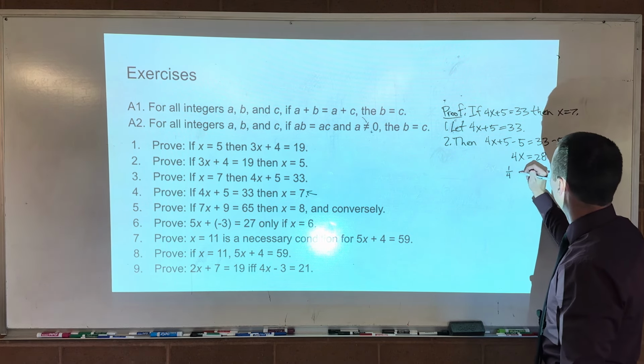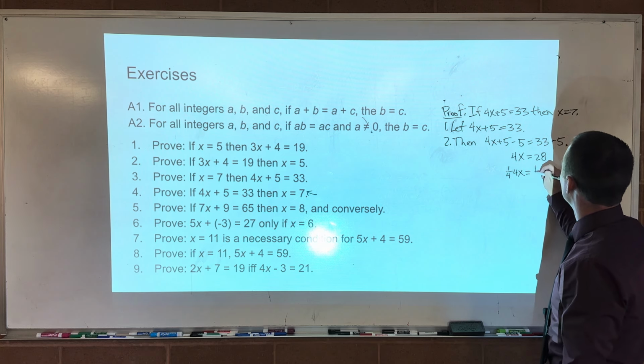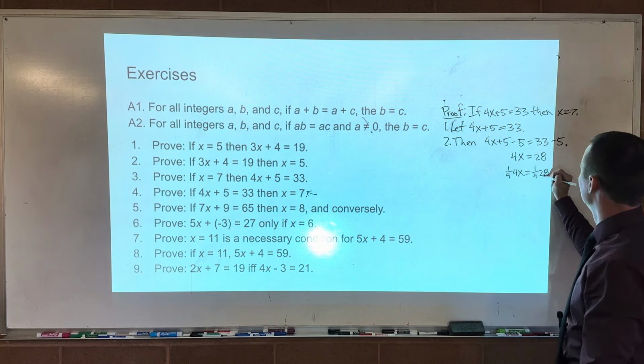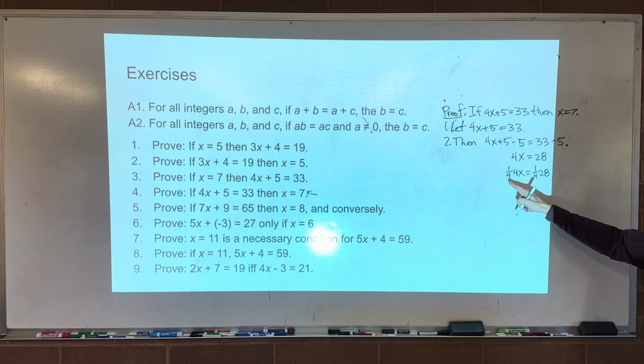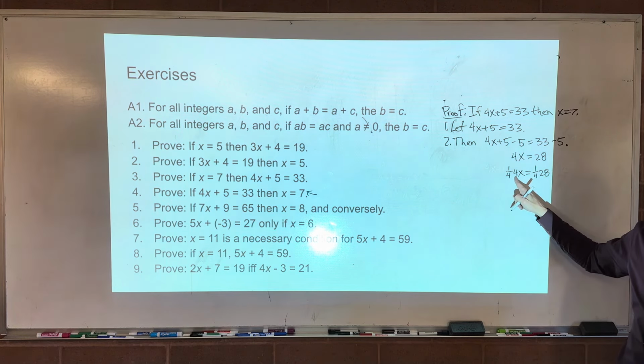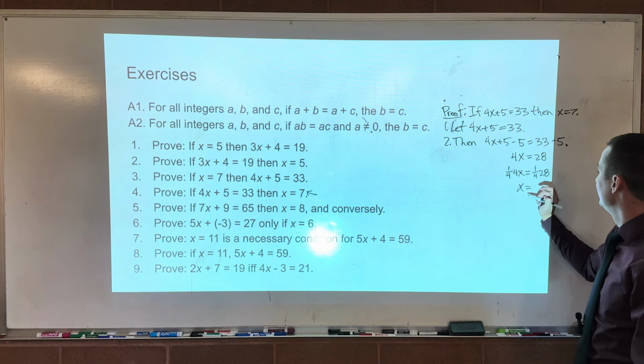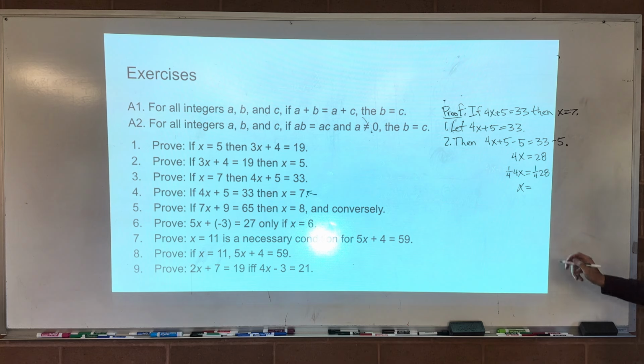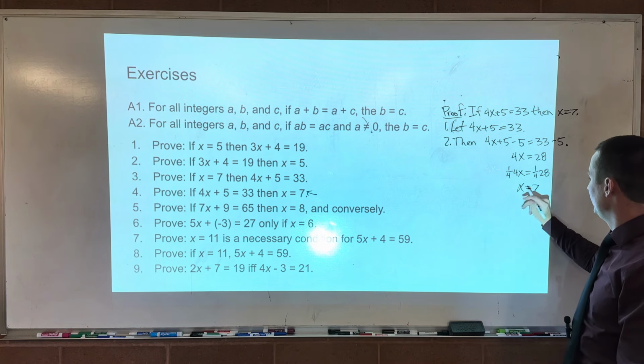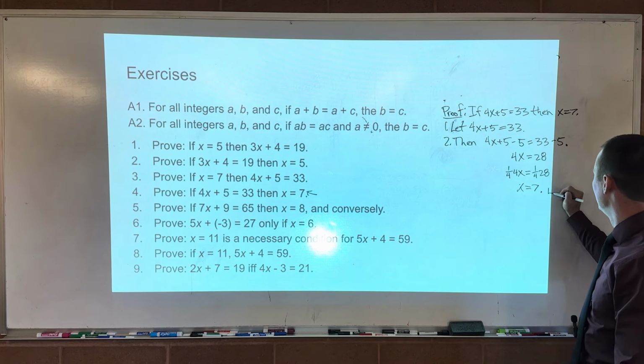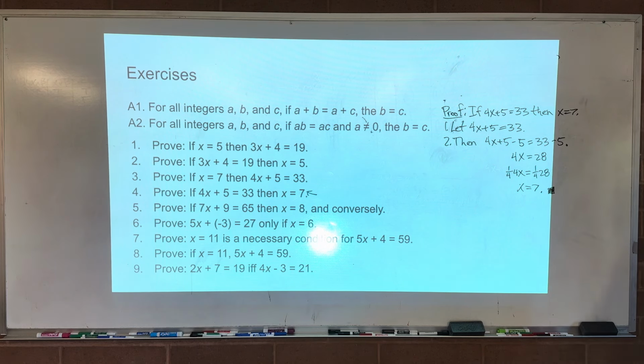So 1/4 of 4x is equal to 1/4 of 28. 1/4 times 4 is? 1/4 times 4 is 1. So that just leaves us 1x, or x is equal to 1/4 times 28, which is 7. So we get x is equal to 7. And thus it is demonstrated. Square box.